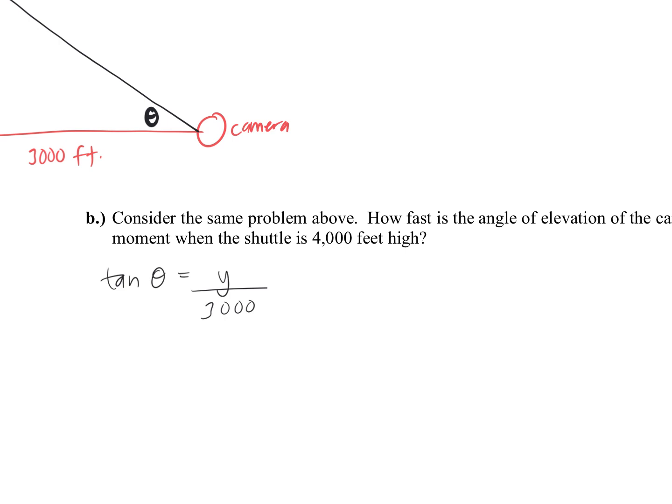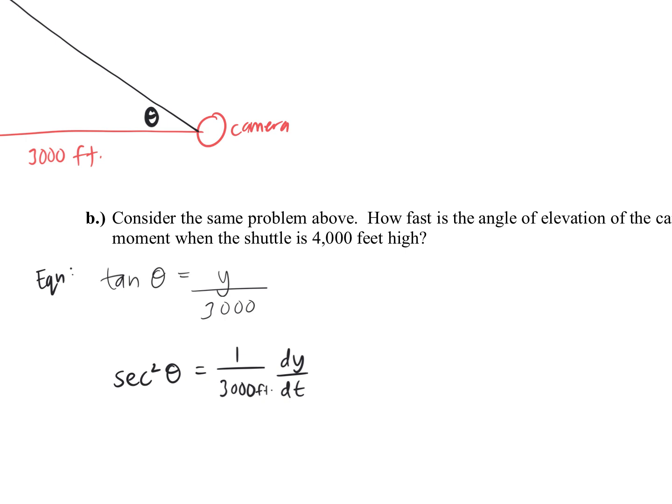And now I have to find the derivative of this. The derivative of tangent is secant squared. Secant squared of theta is equal to the derivative of y divided by 3,000. Do I really need to do the quotient rule? No, because it's just really 1 over 3,000 times y, right? So this would be 1 over 3,000 times dy/dt. And what are the units for 3,000? Feet.